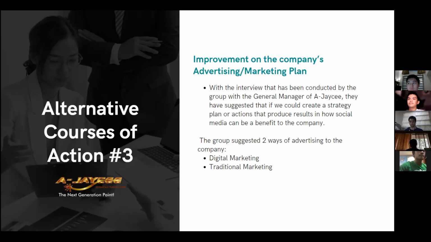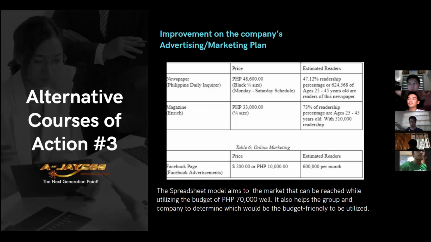Next slide, please. The table shows the prices for every traditional and digital marketing platform the group will use. The group did research on the prices and amount of estimated readers each month per platform to make the data reliable and accurate, so that the company can utilize it and it will fit the budget allocated by the company, which is 70,000 pesos. Next slide, please.